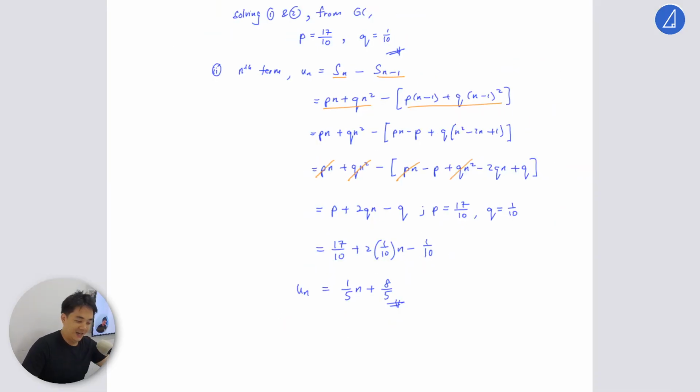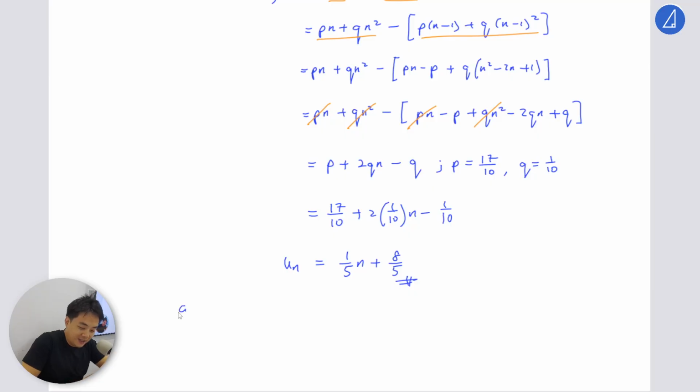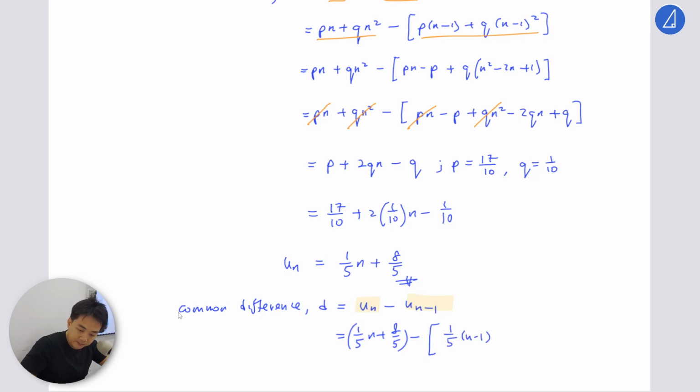Nth term. Okay, common difference is Un minus Un minus 1. Okay, common difference of an AP, the common difference. So you take the current term minus the previous term, you get the common difference. Okay, so this will be 1 over 5 n plus a over 5, minus 1 over 5 n minus 1 plus a over 5.